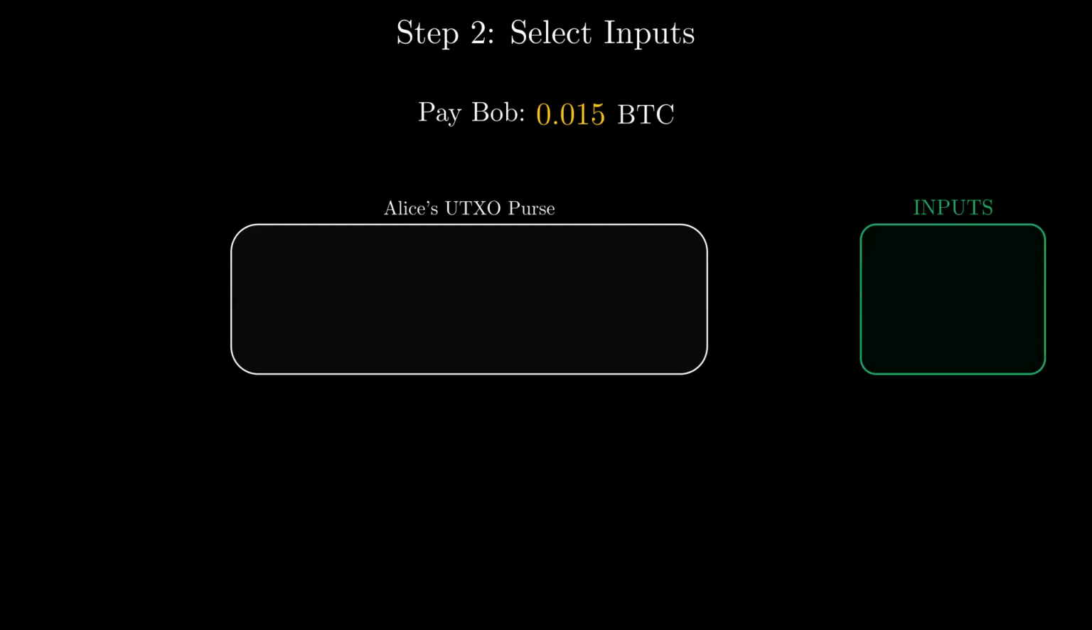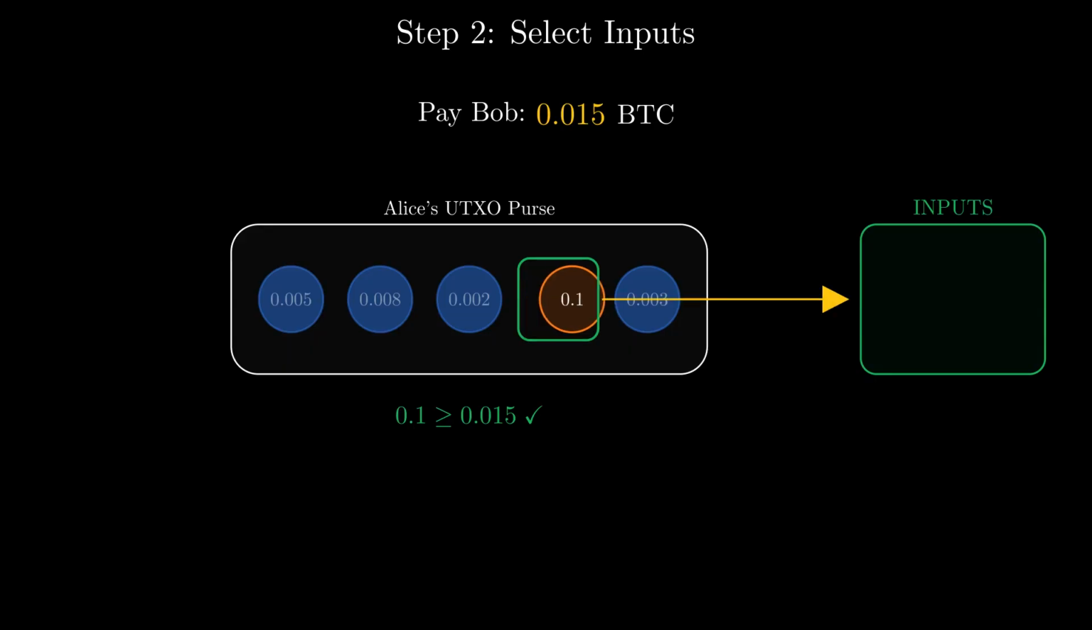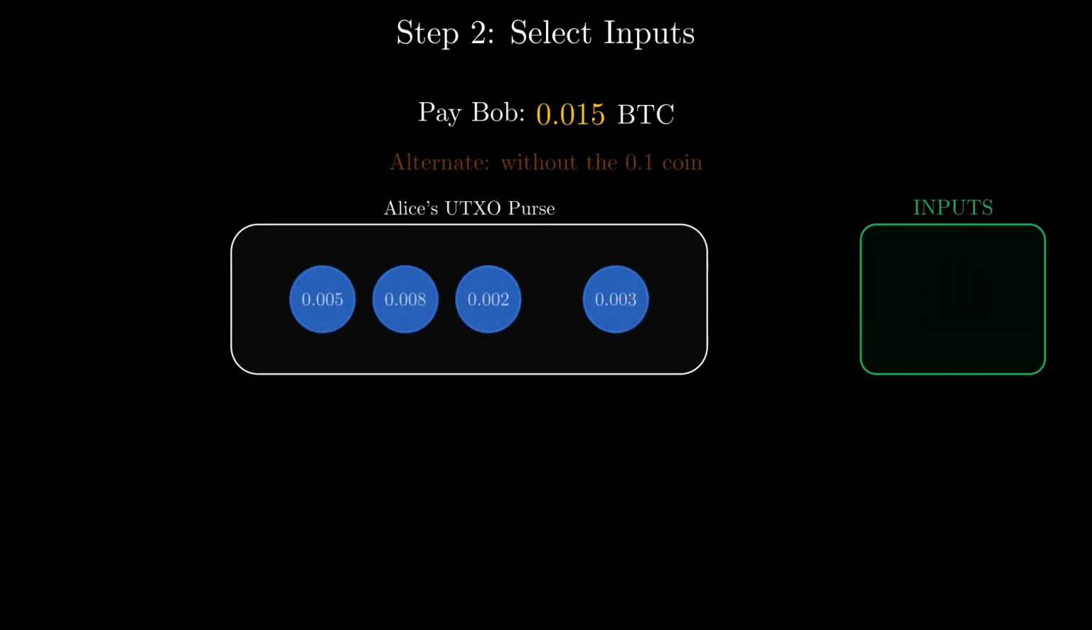Step 2, select inputs. Alice needs to pay Bob 0.015 Bitcoin. Her wallet scans her UTXOs, picture a purse with separate coins inside. She holds 5 coins, including a large 0.1 and several smaller ones, 0.005, 0.008, 0.002, and 0.003. The wallet picks the simplest path. The 0.1 coin alone covers the payment. Select it, and done. Now consider an alternate scenario.